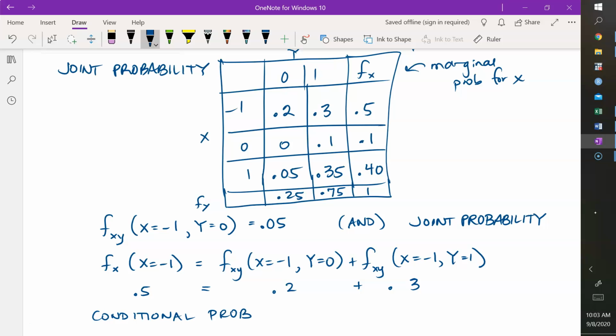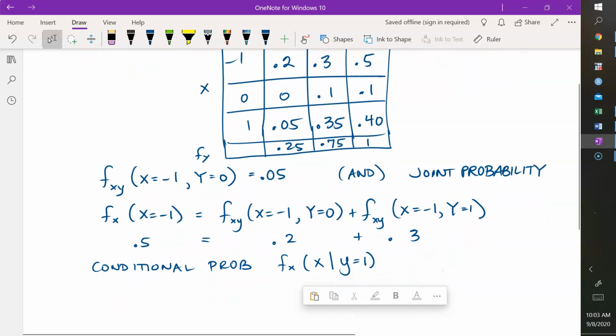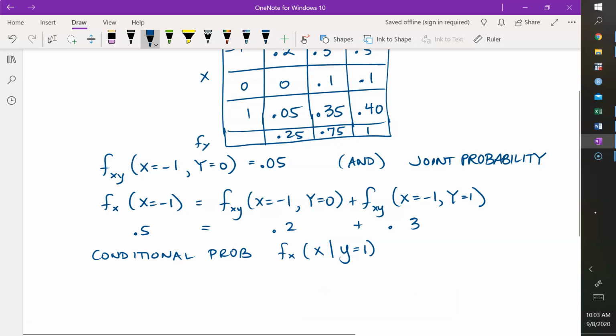In other words, I want to know the chance of x given y equals 1. So what's the probability of x given y equals 1? This means any of the x's are possible. What x's are possible are still -1, 0, and 1. And I want the chance of that x given y is 1.